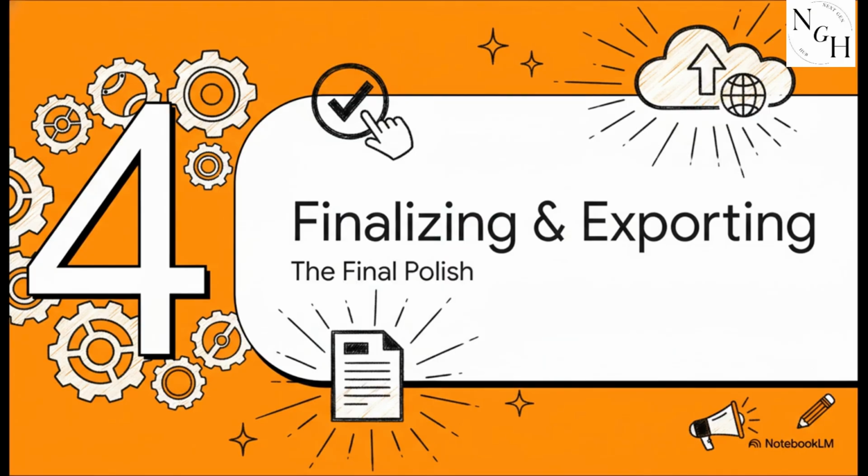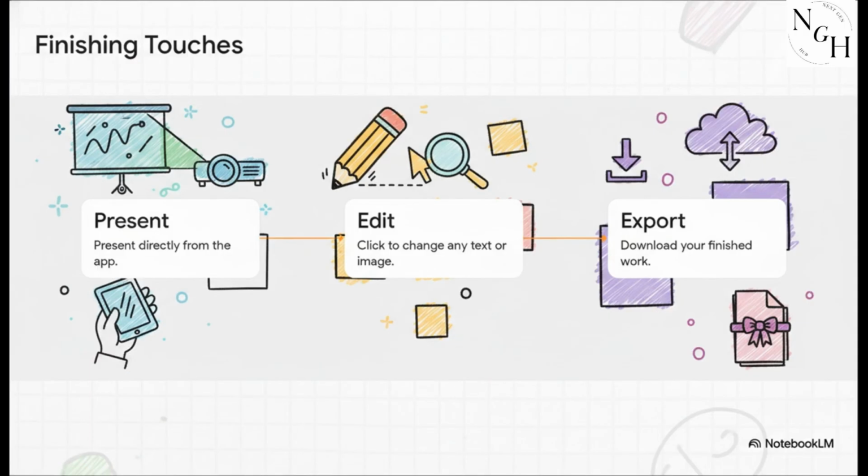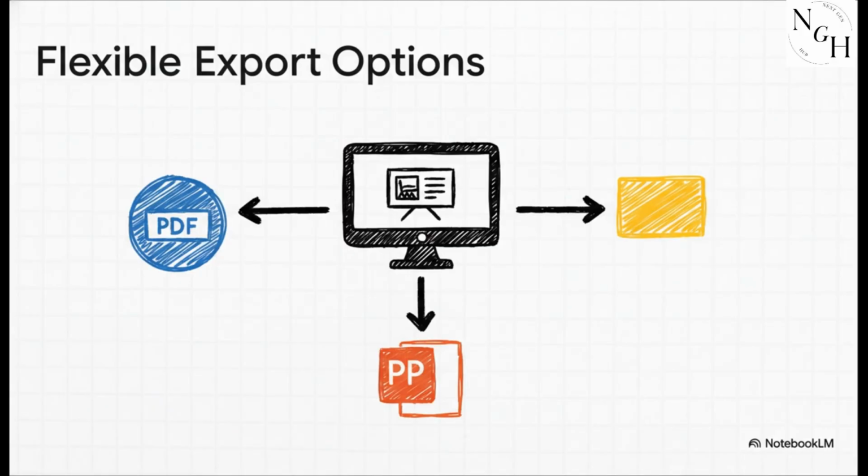So what's next? Let's talk about how you finalize your work and get it ready to share with everybody. You've got some really great options here. You can present straight from the app itself. If you see something you want to change, a word here, a photo there, it's as easy as just clicking and typing. And when you feel like it's perfect, you export it. And the export options are built to fit right into how you already work. You can save it as a PDF, or, and this is a big one if you're working with a team, you can export it right into PowerPoint or Google Slides for any of those final little tweaks you might need to make.